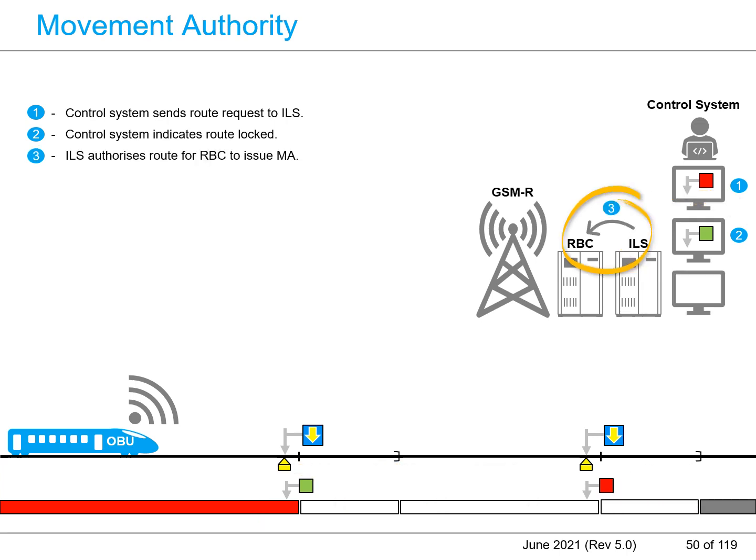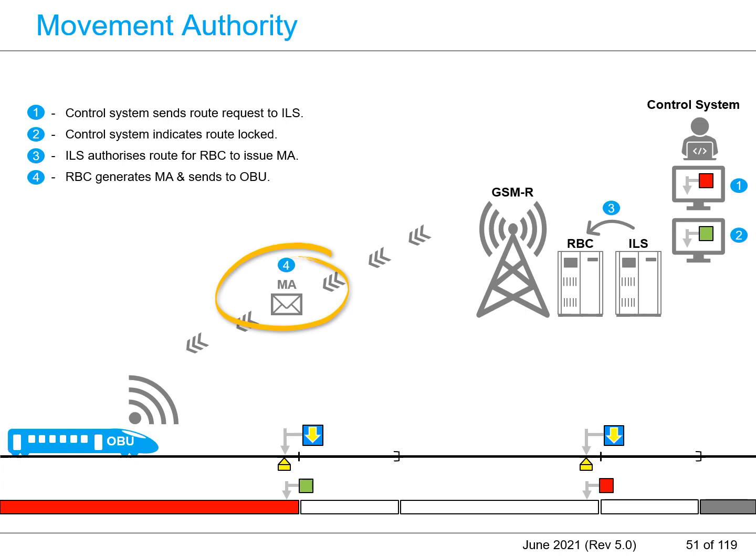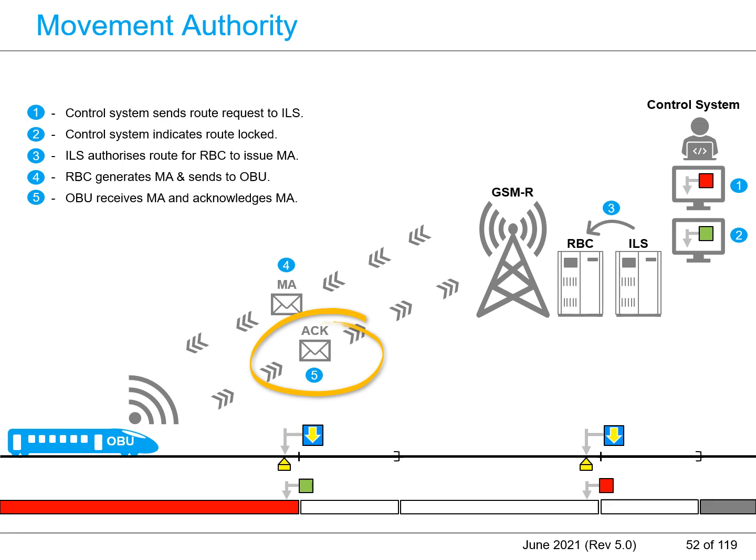Step 3, the ILS sends the route authorization to the RBC. Step 4, the RBC generates the MA, and sends the MA message to the OBU. Step 5, after the OBU received the MA message, the OBU sends the MA acknowledgement message to the RBC.